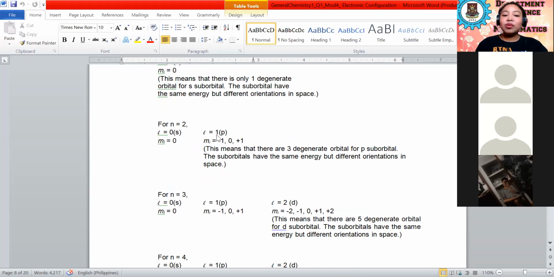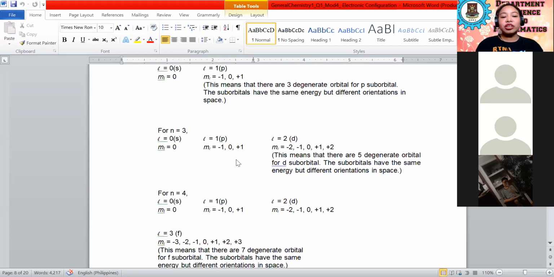But for L is equal to 1, we have 3: negative 1, 0, and positive 1. So how many beds are there? Tulo, ma'am. If these are double deck beds, how many electrons could the P subatomic orbital house? 6, ma'am. So S is 2, P is 6. Now how about for D?